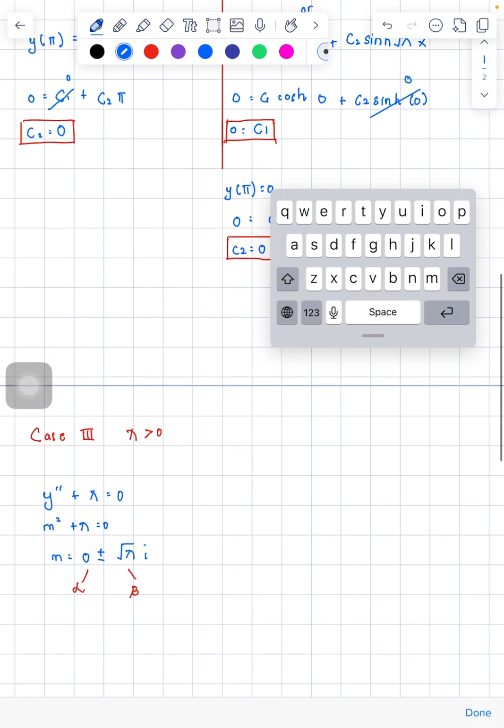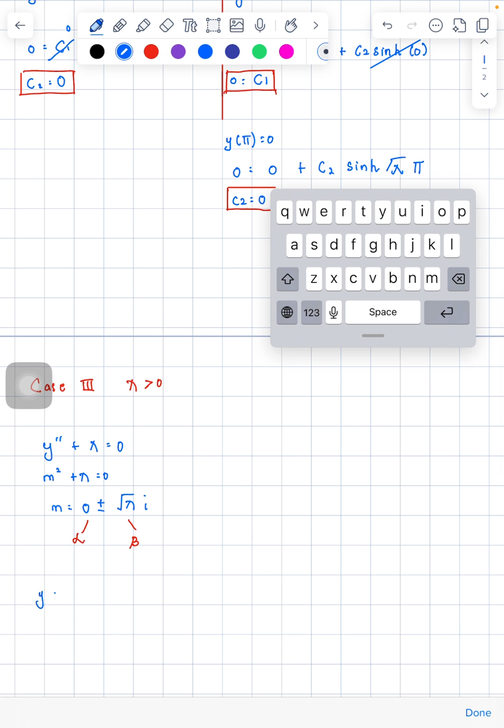Since we have complex conjugate roots, our general solution will become y equals e to the alpha x times C1 cos square root of lambda x plus C2 sin square root of lambda x. Since here our alpha is 0, e to the power 0 is 1. So our solution will become y equals C1 cos square root of lambda x plus C2 sin square root of lambda x. This is the general solution.